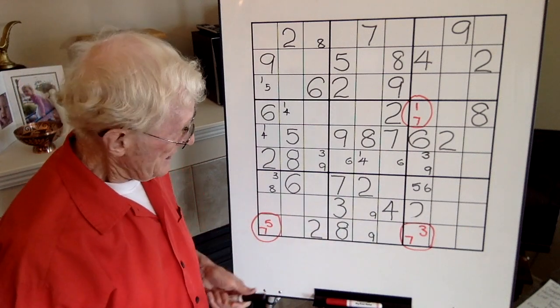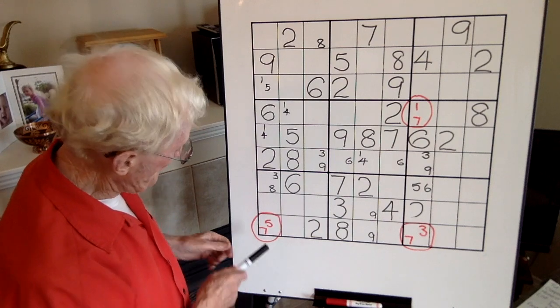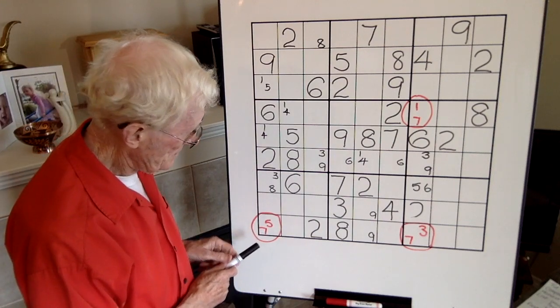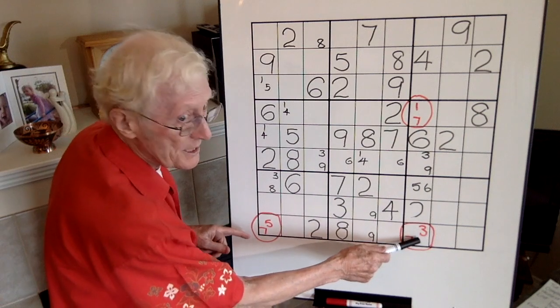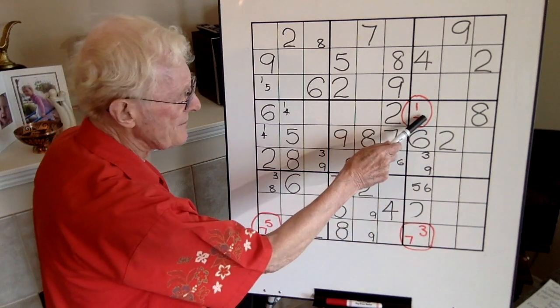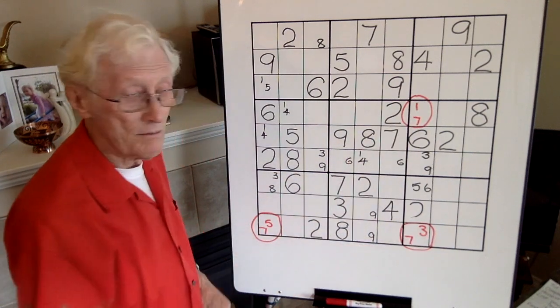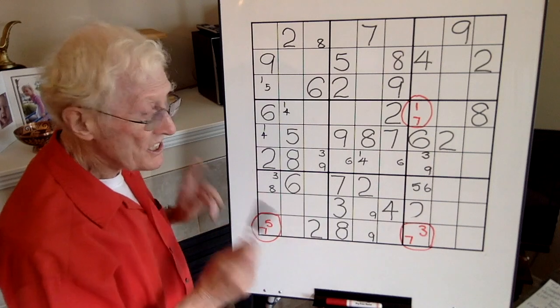Well, it's very interesting. When you look at this, if this is a 7, that is a 3. Got that? If this is a 7, that is also a 3. But now look at this.